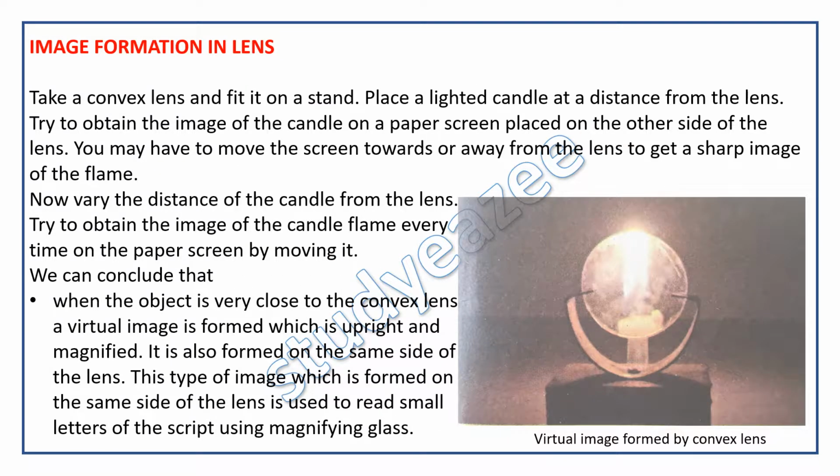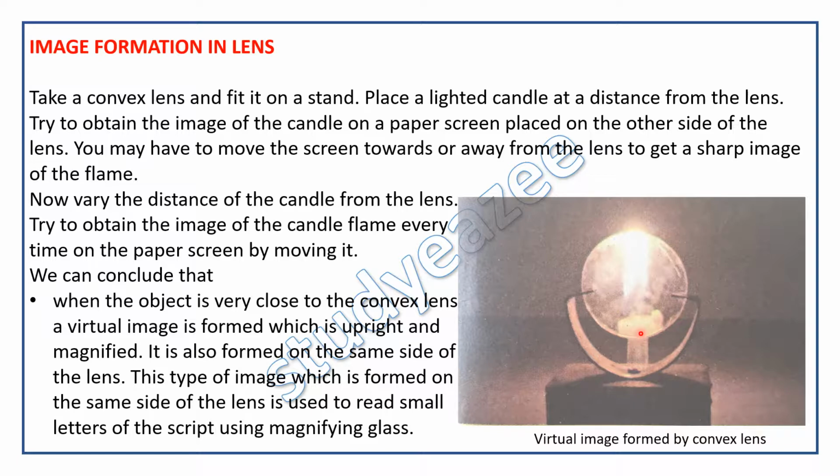Take a convex lens and fit it on a stand. Place a lighted candle at a distance from the lens. You can see the lighted candle, which is the object. You place it at a distance from the lens. Try to obtain the image of the candle on a paper screen placed on the other side of the lens. You may have to move the screen towards or away from the lens to get a sharp image of the flame.